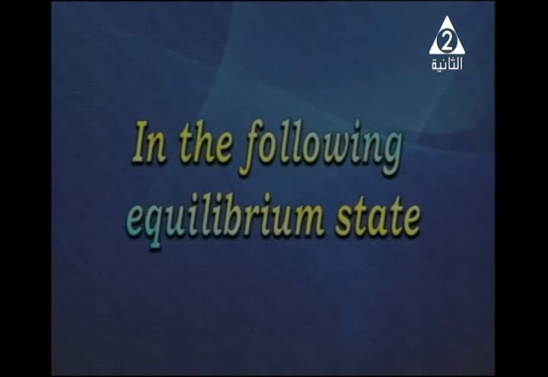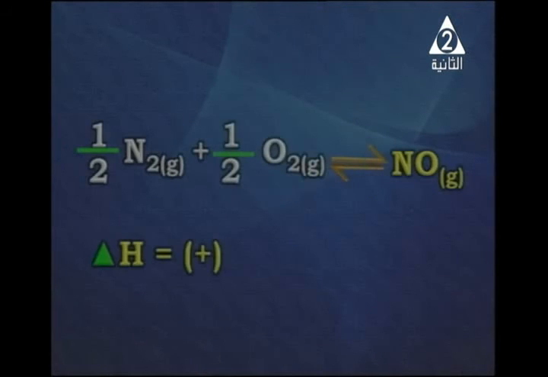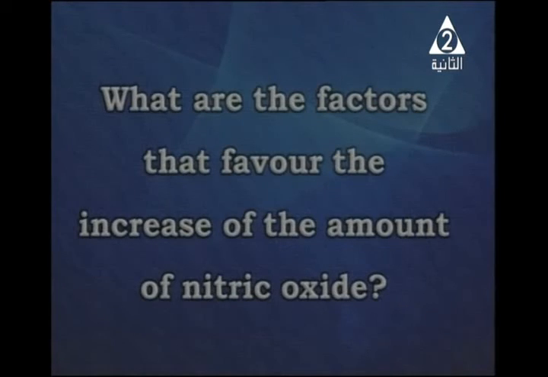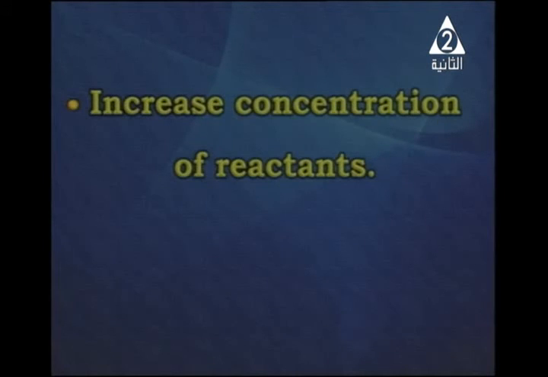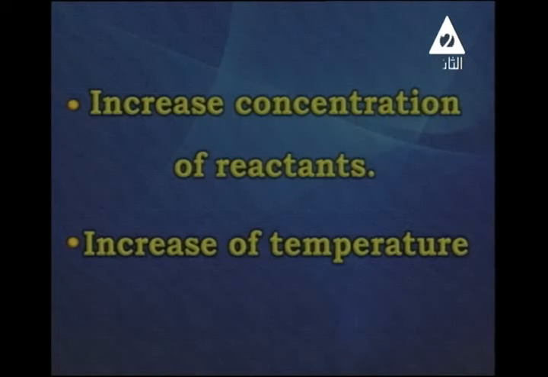The next type of question, my dear student: in the following equilibrium state, half N2 plus half O2 gives, in equilibrium, NO, nitric oxide gas, and the reaction is endothermic as delta H is positive. What are the factors that favor the increase of the amount of nitric oxide? The solution: increasing the concentration of the reactants, and also increasing the temperature of the reaction.